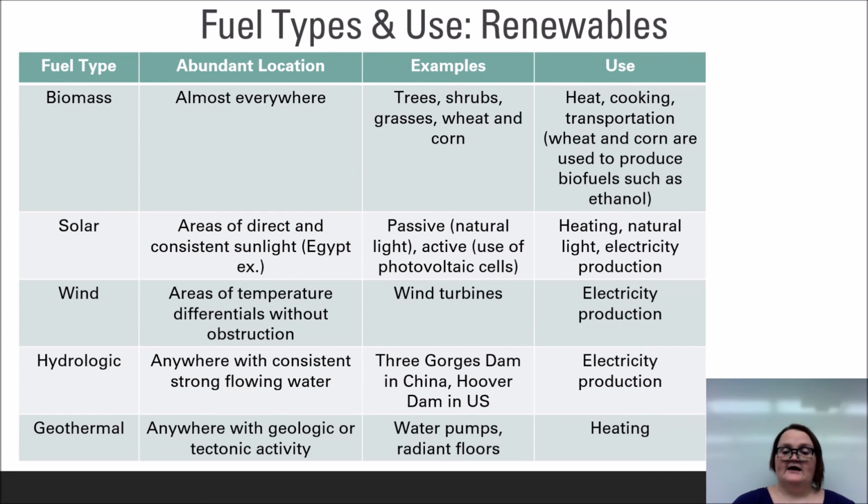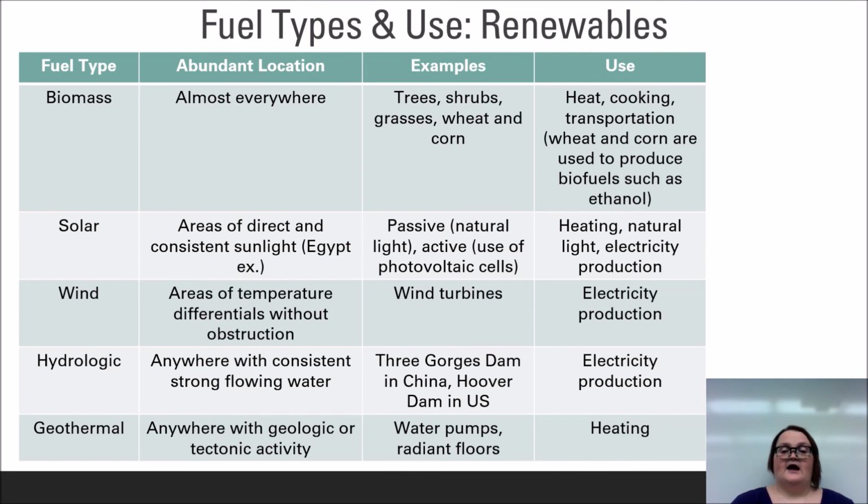Wind energy requires solar input, as we know that wind is formed from temperature differentials and air masses moving from areas of high heat to low heat. Wind turbines are most effective in flat areas with little to no obstruction. Plains and coastal areas are highly effective with this resource. Wind energy is primarily used for electricity production.